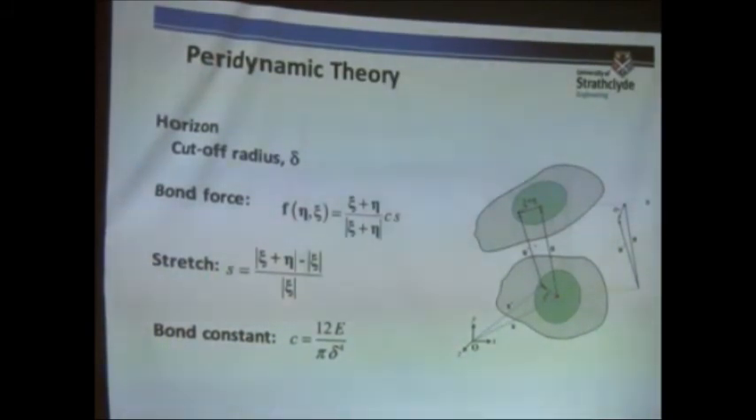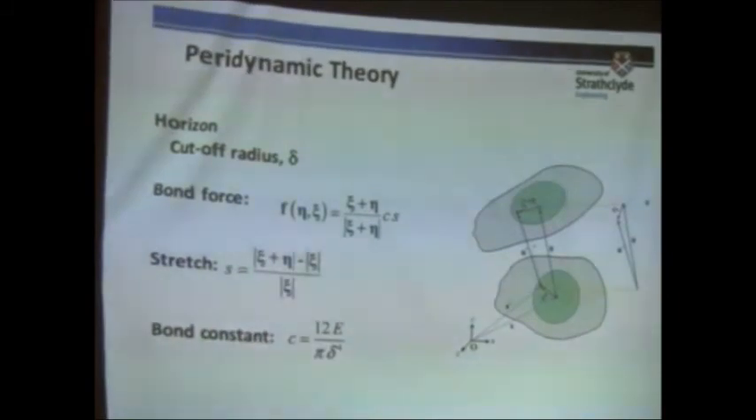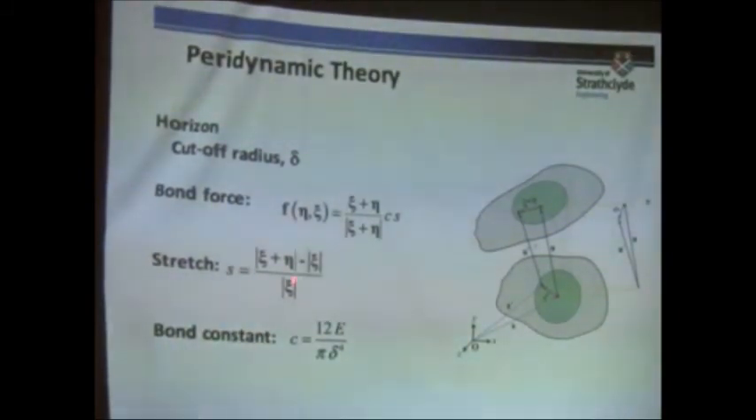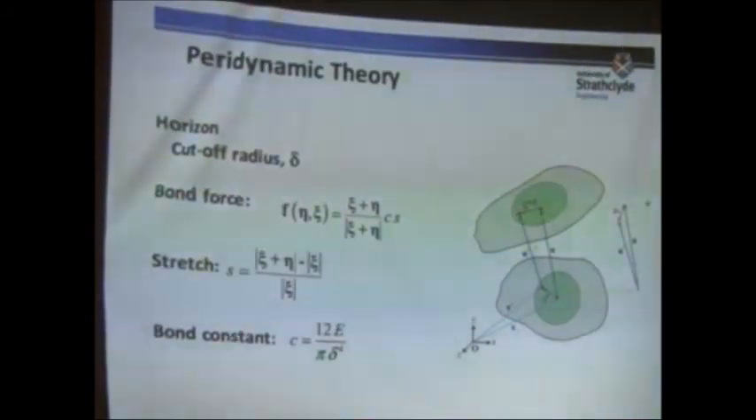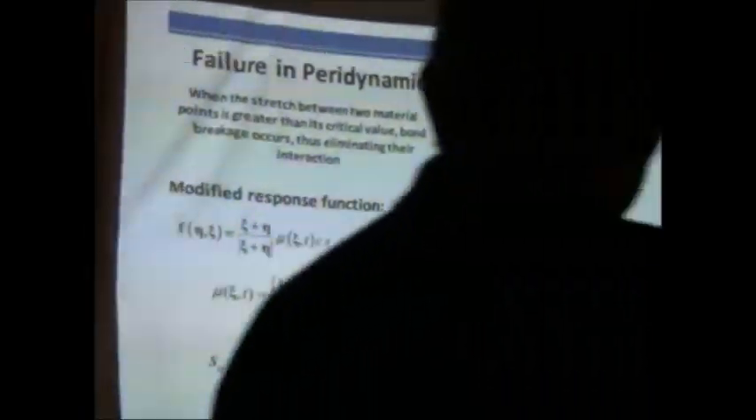Stretch is basically the change in distance between two material points after the deformation, divided by the original distance between these two. So it has a definition very similar to a strain in a one-dimensional bar. And our material constant that we call bond constant can be represented in terms of the material constants of the classical continuum mechanics. So we don't need to do additional measurements to find that particular constant.